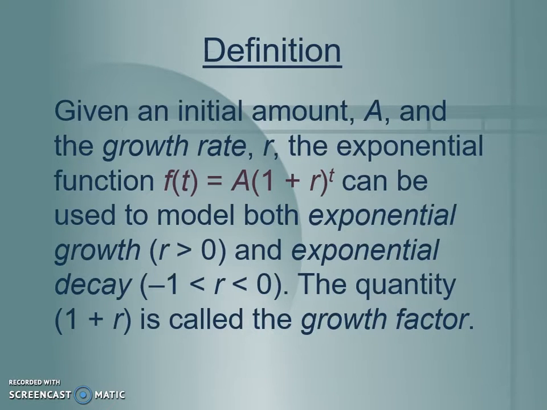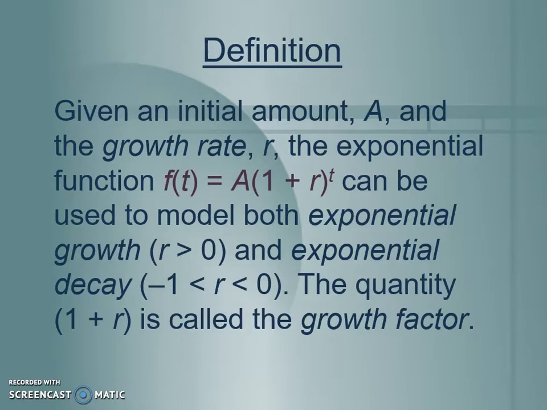So we have a definition. It says, given an amount A and the growth rate r, the exponential function f of t equals a times the quantity 1 plus r to the t power can be used to model both exponential growth and exponential decay. The quantity 1 plus r is called the growth factor.